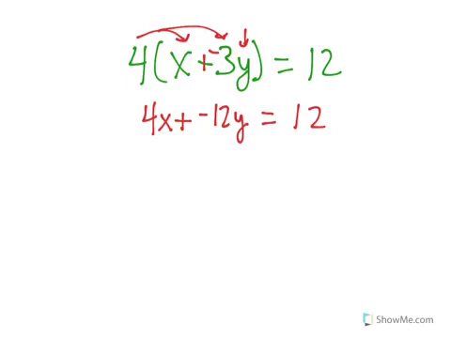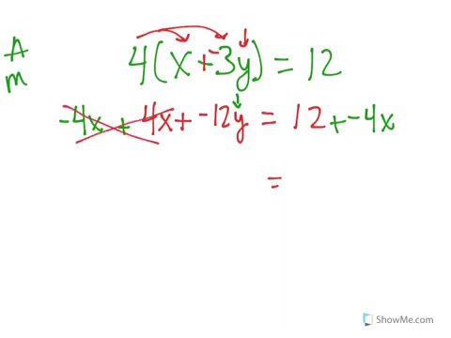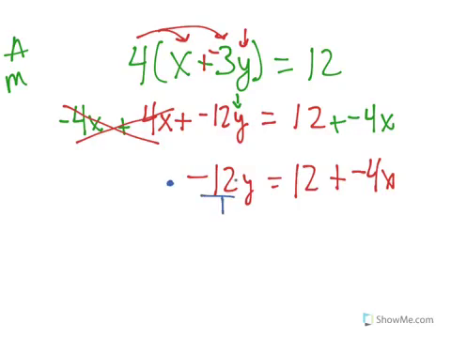I want to get y by itself, so I'm going to get rid of added numbers first, get rid of multiplied numbers second. So I'm going to add the opposite of 4x, which is negative 4x. Negative 4x and 4x cancel to 0. I'm left with negative 12y equals 12 plus negative 4x. I want to get rid of my multiplied negative 12, I need its reciprocal. This is negative 12 over 1, so I'm going to do negative 1 over 12. I multiplied the entire left-hand side by negative 1/12. Cancels out, I'm left with y.